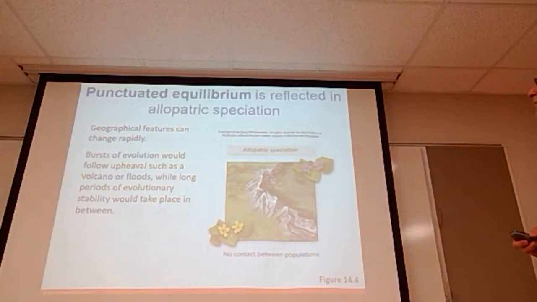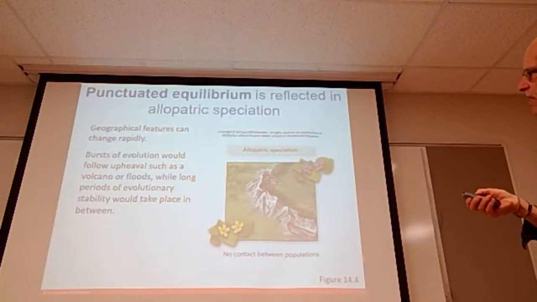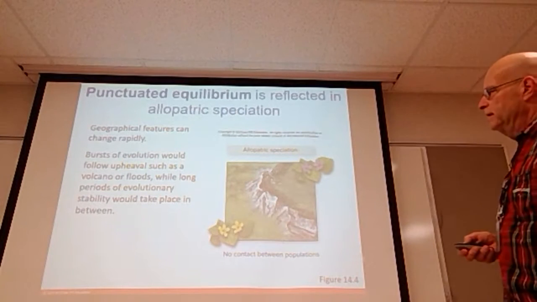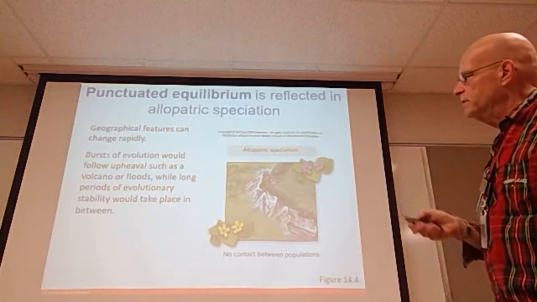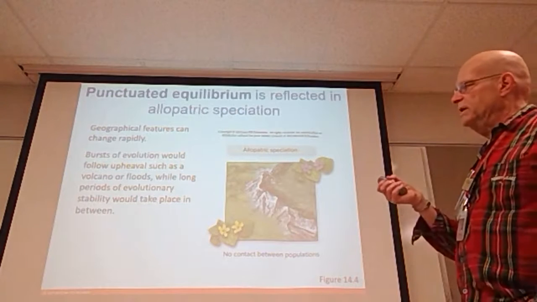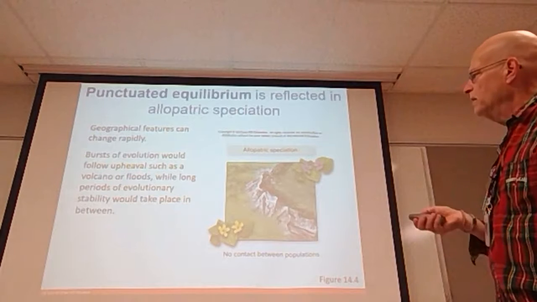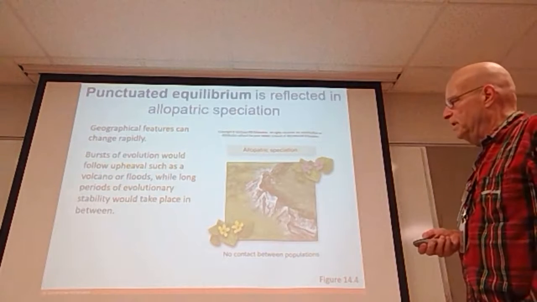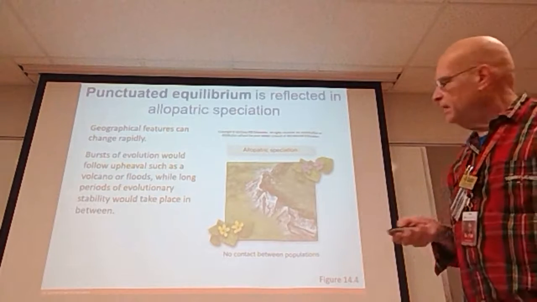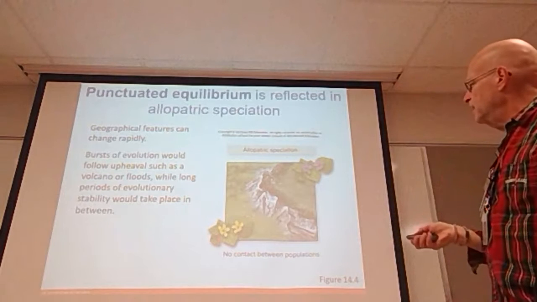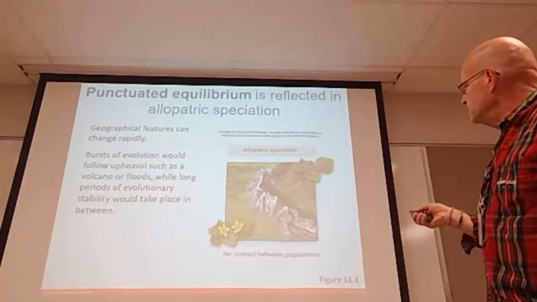Punctuated equilibrium is often reflected in allopatric speciation. Again, geographical features can change rapidly. You can have a burst of evolution following some upheaval, such as a volcano or a flood, while long periods of evolutionary stability would take place in between.